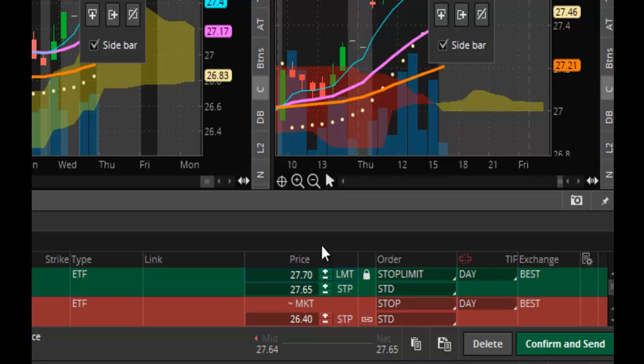Those are our lessons for the day, on stops and stop limits. And in the next installment we'll do how to trail positions.